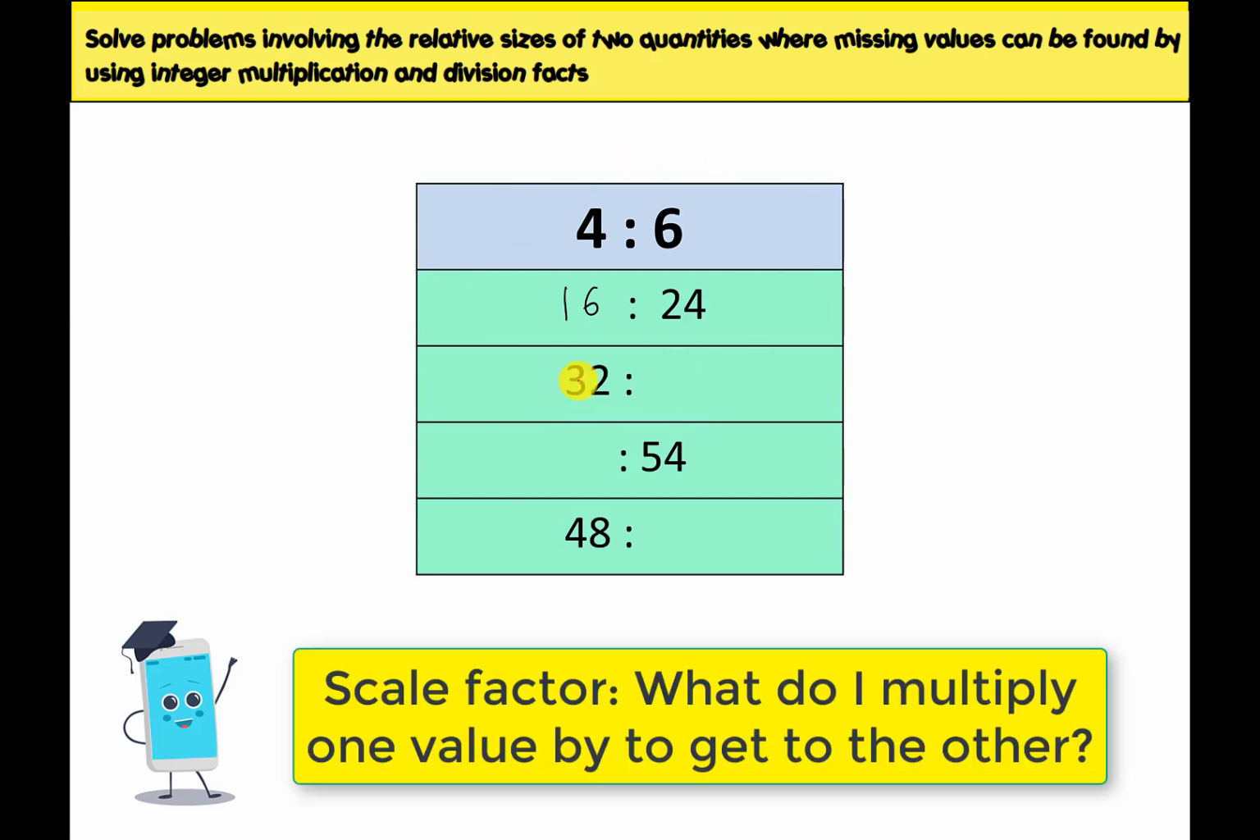In this line, I'm given this information, so I'm going to compare these two. What did I scale up by? Using my times table knowledge, I know that I had to multiply by 8, so I need to then multiply this side by 8, which is 48.